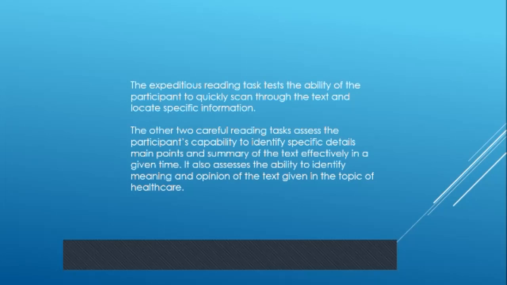So first is going to be the expeditious reader. You'll be reading very fast. And then for part B and part C, you'll have to read in detail. So first is to quickly scan through the text and locate specific information. Part A is about scanning through the text.